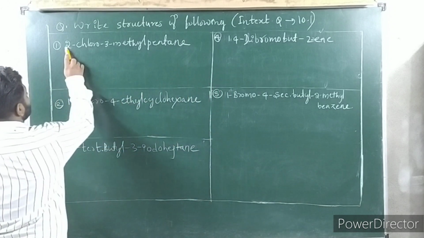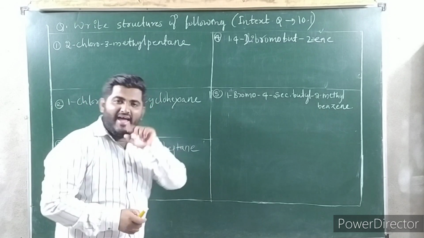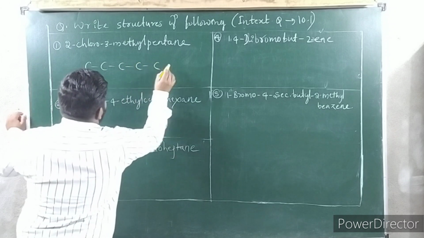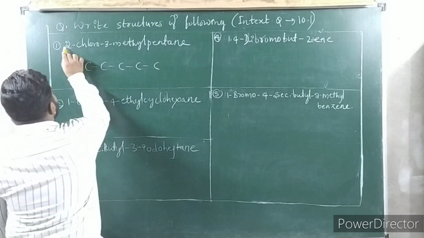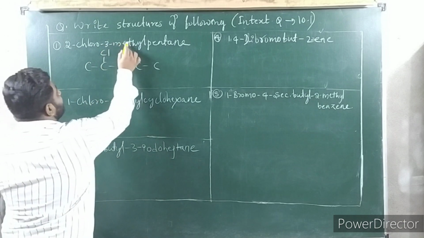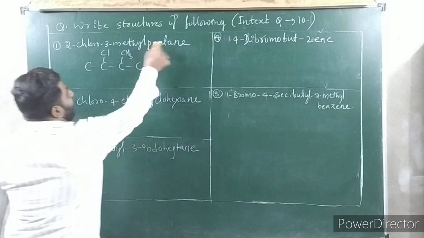See here. 2-chloro, 3-methyl pentane. Pentane means how many carbons? 5. First you write 5 carbons. 1, 2, 3, 4, 5. Okay. Now see, 2-chloro. Second position Cl we have to add. 3-methyl. Third position CH3. Methyl means what? CH3. Pentane.